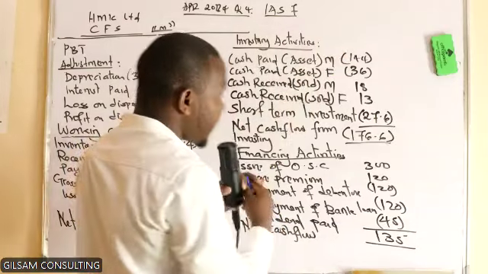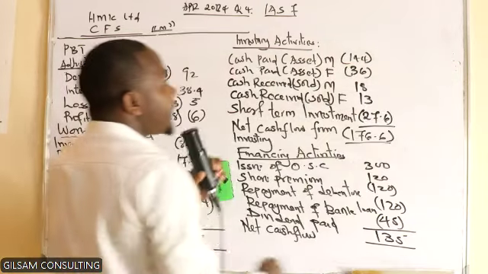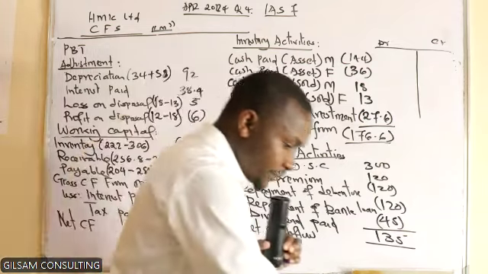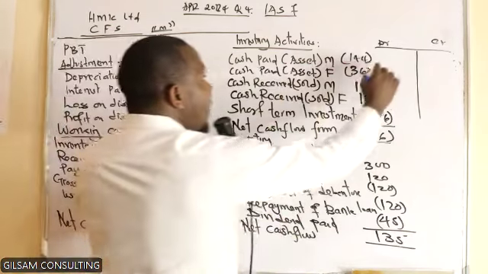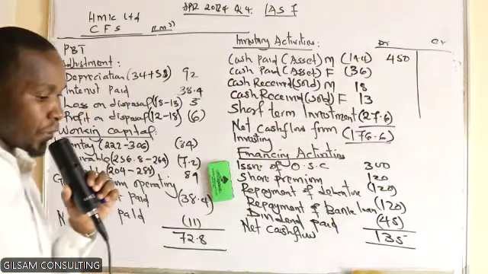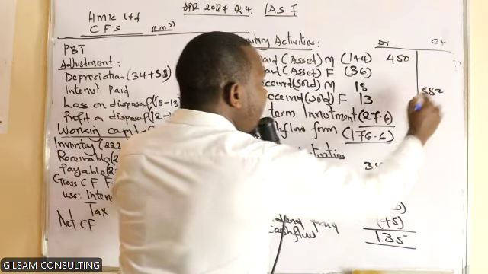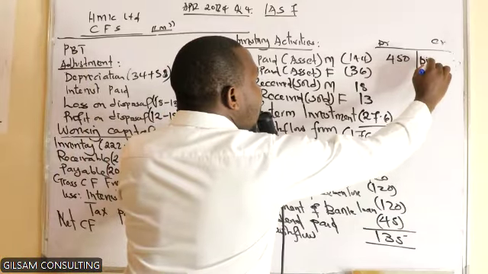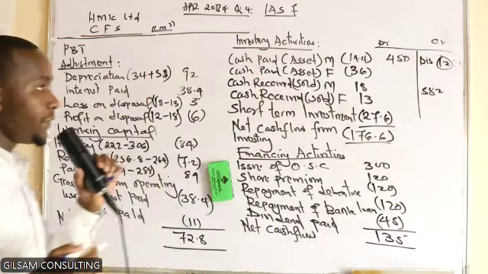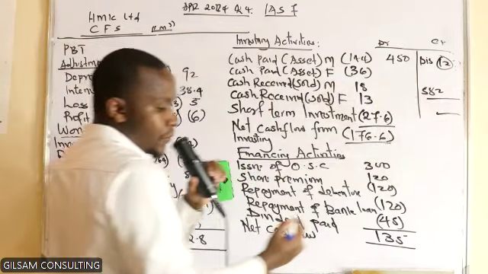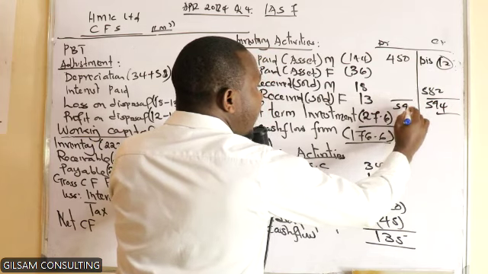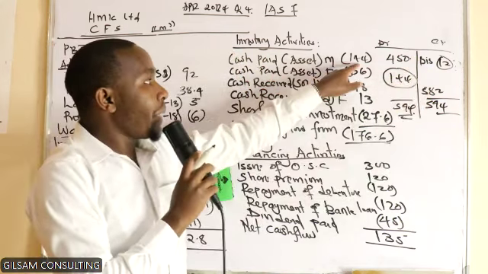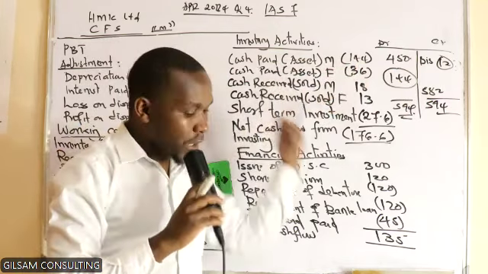So you have the debit and credit. For machinery, we have the balance brought forward, which is 450 million. The balance carried forward is 482 million as per the question. And then remember, there is a disposal account of 12 million. If you add the two, it will give you the total of 594. So take this minus this, we get 144 as the balancing figure, which will be our cash paid to acquire this machinery. That is the cash outflow.